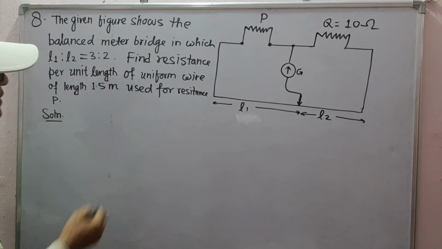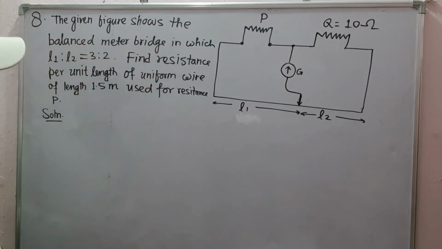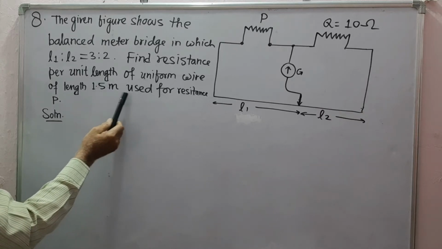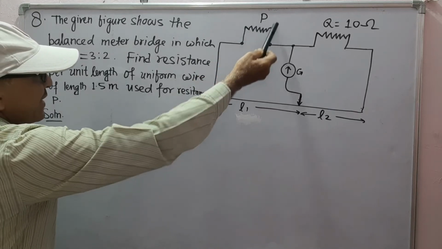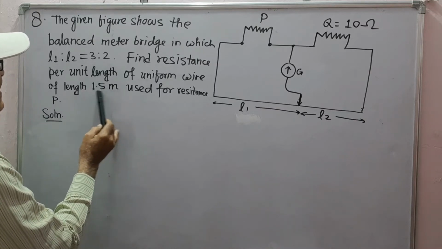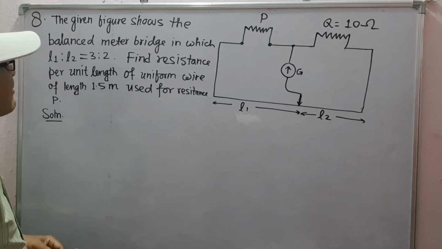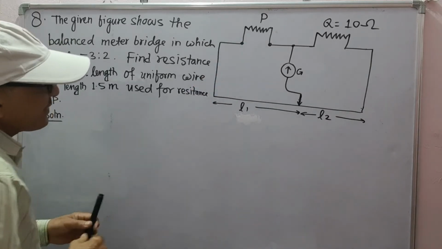In the next question, the given figure shows the balanced meter bridge in which L1 is to L2 is 3 is to 2. Find the resistance per unit length of uniform wire of length 1.5 meter used for resistance P. Means this resistance P is in the form of a wire of uniform cross section area and length 1.5 meter. We have to find the resistance per unit length of this wire.